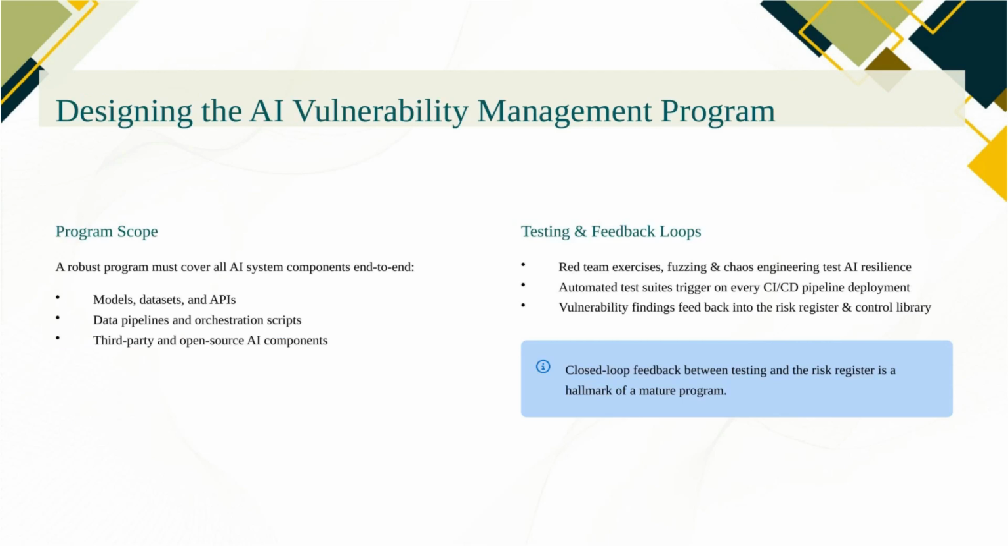Building a vulnerability management program for AI means expanding your scope beyond applications and infrastructure. The program must cover models, datasets, APIs, pipelines, and third-party AI components. Red team exercises, fuzzing, providing random or malformed inputs to find crashes and unexpected behavior, and chaos engineering all contribute to testing AI system resilience.